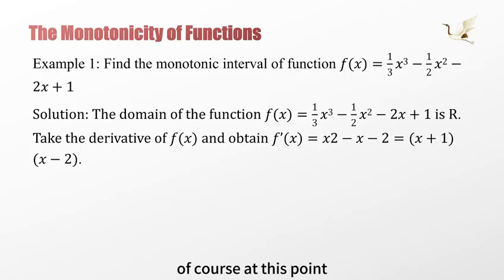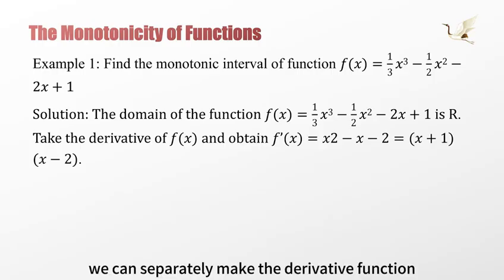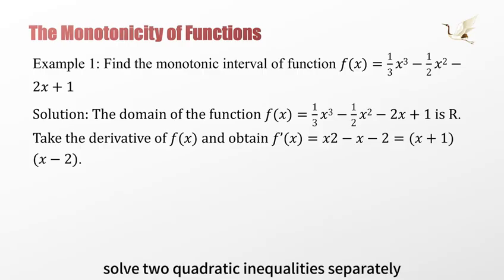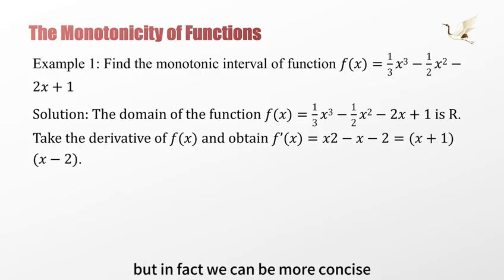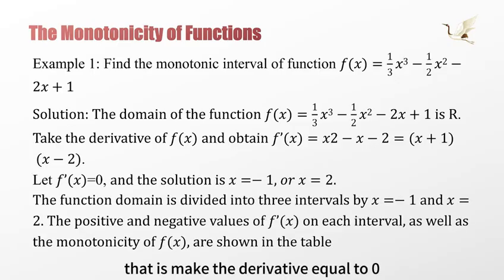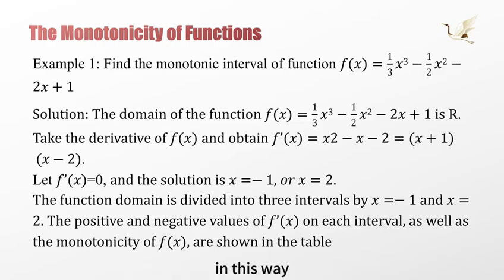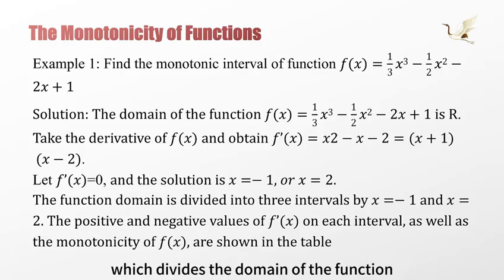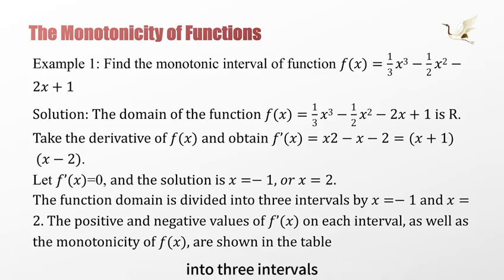Of course, at this point, we can separately set the derivative greater than or less than 0 and solve two quadratic inequalities separately. But in fact, we can be more concise. Directly set the derivative equal to 0 to find the zero points of the derivative. Solving, we get x equals -1 or x equals 2. In this way, the zero points of the derivative, x equals -1 and x equals 2, divide the domain of the function into 3 intervals.